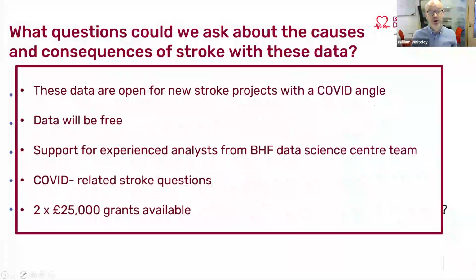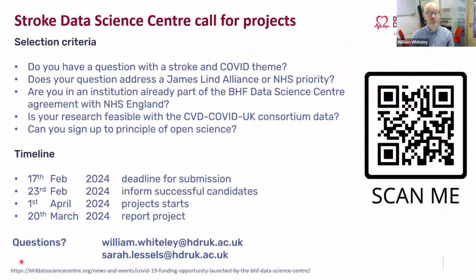So these data now are open for new stroke projects, but they need to have a COVID angle. For people who sign up to the CVD COVID UK consortium, data access will be free. We are going to try and provide support for experienced analysts from the BHF Data Science Centre team. The questions do need to have a COVID angle, but importantly, we're also offering two £25,000 grants to projects who wish to apply. So this is our call for projects.